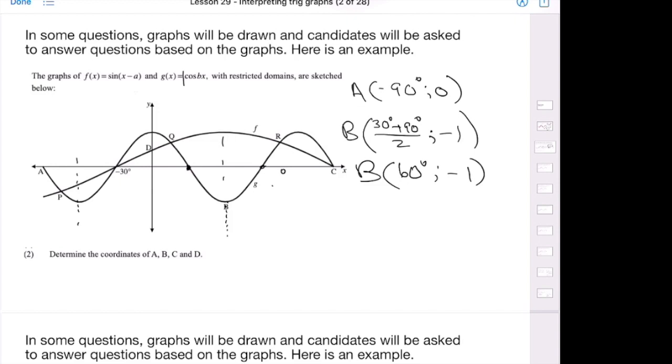Now what about point C? You can use the cosine graph to find point C. Remember we said this is 30 degrees and we're jumping in 60s to get to this point, so that one is 90 degrees. We need to jump another 60, and so at C we will end up at 150 degrees. Therefore C should be 150 degrees and 0.